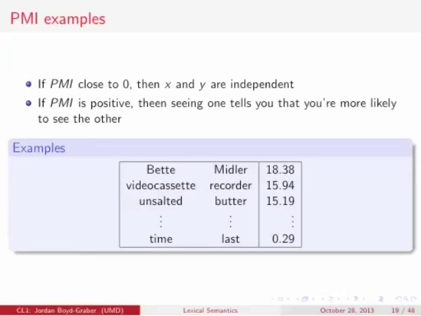And you can tell that this came from a fairly old corpus, since Bette Midler and video cassette recorders aren't so popular anymore. But this is how you can detect computationally when words have high selectional preferences for each other.